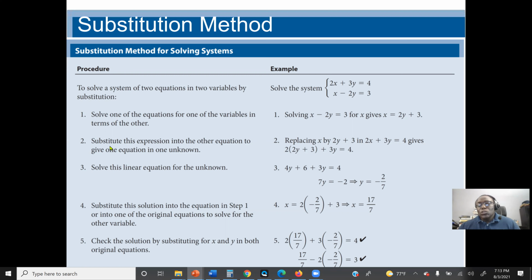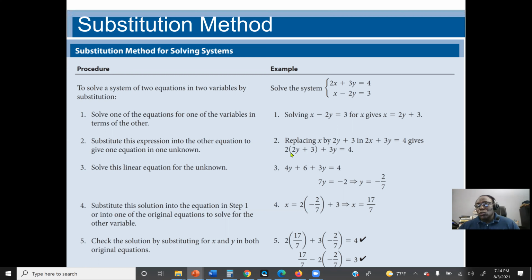Now the next step, we're going to substitute this expression, x equal to 2y plus 3, into the other equation, which is the first equation. Then we solve for y. So here we replace x by 2y plus 3, because x equal to 2y plus 3. We get 2 times, instead of x, 2y plus 3, plus 3y equal to 4. So that's our first equation. Now we can see that we have only y as unknown variable, so we can solve for y.